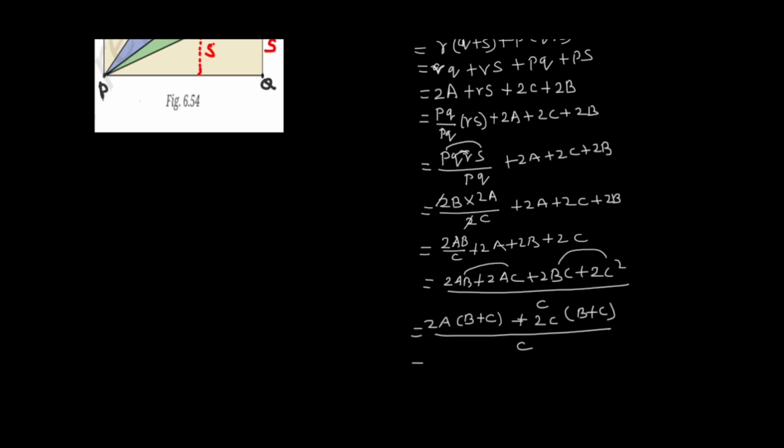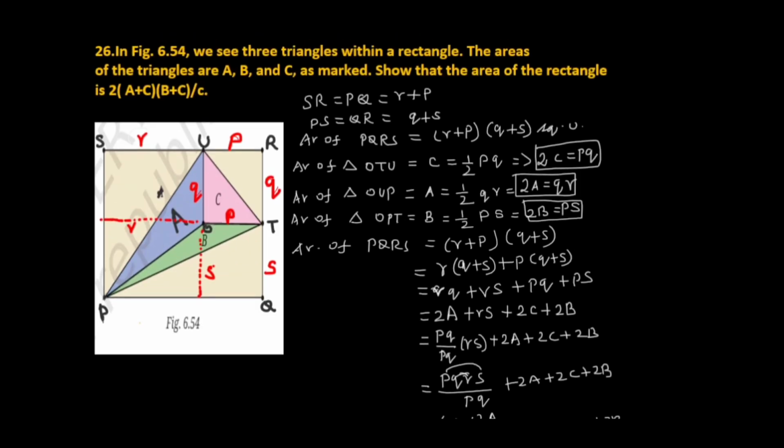divided by C. Now B plus C is common when we are taking it outside. The remaining factors are 2A plus 2C divided by C. Now in the second factor, 2 is common when we are taking it outside: 2 times (A plus C) into (B plus C) divided by C. This is the required thing. So the area of the triangle PQRS is equal to twice (A plus C) into (B plus C) by C. So we got the result.